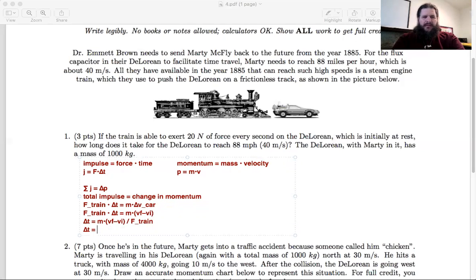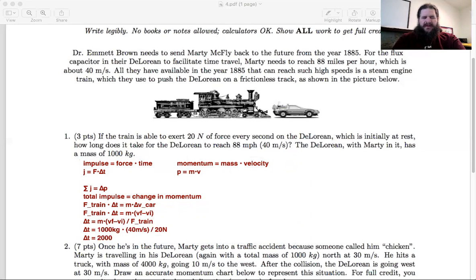So we get delta T equals, if we plug those in, mass, 1,000 kilograms, change in speed would be 40 meters per second minus 0. So just 40 meters per second, divided by the force of the train, 20 newtons. And 40 over 20 reduces to 2, so 2 times 1,000 would be 2,000.